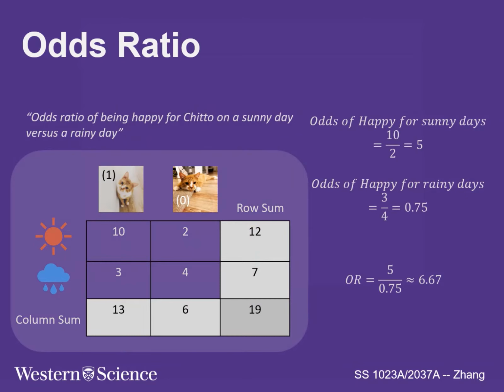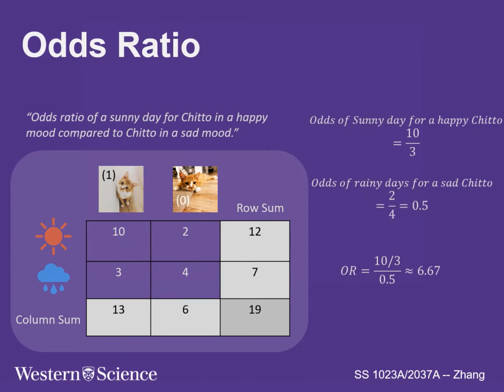In the class, we learned how to calculate the odds ratio of being happy for Cheeto on a sunny day versus a rainy day. We first determine what is the comparison in the study, and then calculate each element in the odds ratio separately. In this 2x2 table, the odds ratio is 6.67.